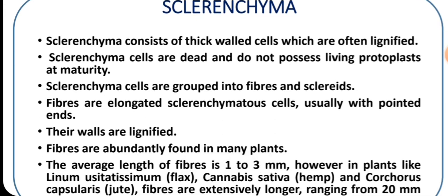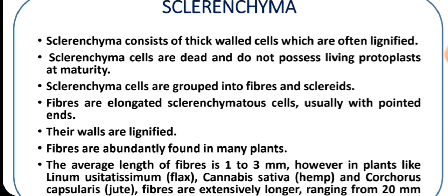Okay, we move on to the next type of tissue called sclerenchyma. It comes from the Greek word sclerus, meaning hard, very hard, and enchyma, an infusion. So sclerenchyma means very hard tissues. They contain thick-walled cells, and these thick walls contain lignin. That's why we call them lignified. These sclerenchyma cells are dead. Why do we call them dead cells? Because they don't have protoplasm or a nucleus. At maturity, they will not have persistent protoplasm.